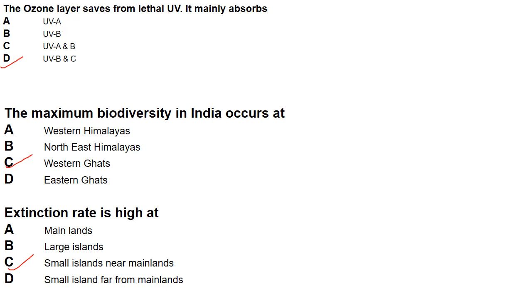Answer is option D. The maximum biodiversity in India occurs at Western Ghats. Answer is option C. Extinction rate is high at small islands near mainland. Answer is option C.